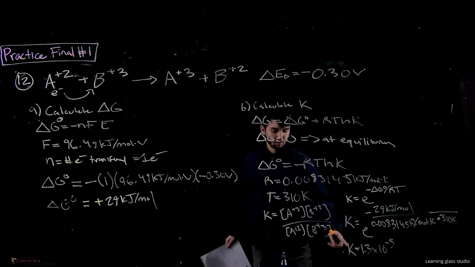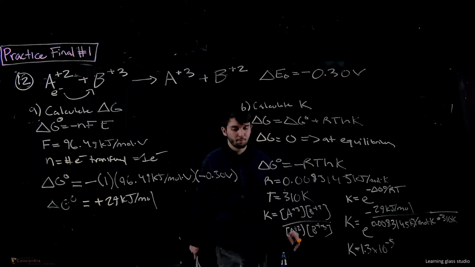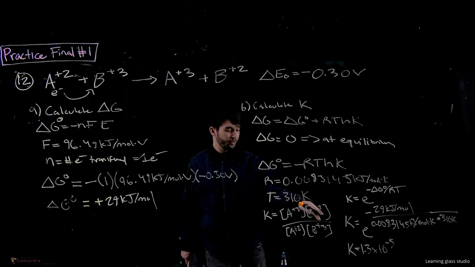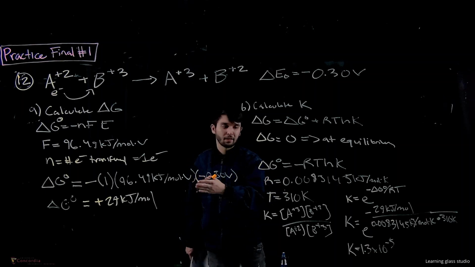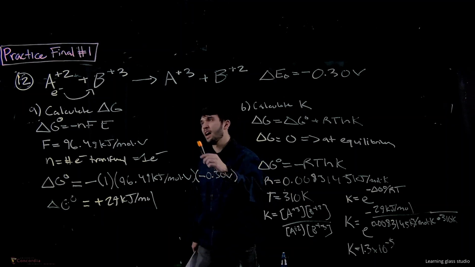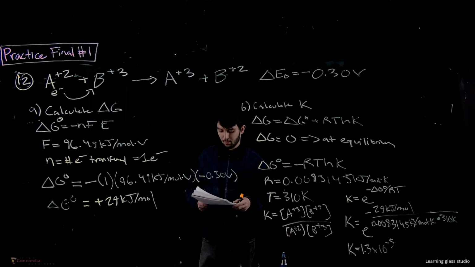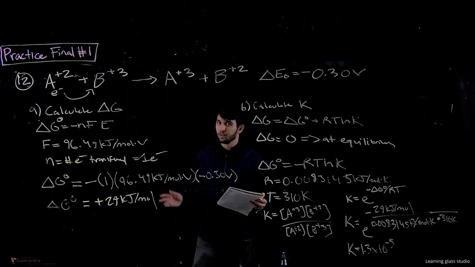So what does that mean? So remember, K is equal to the products over the reactants. So if this is less than 1, that means that there's more reactants than there are products. Does that make sense? Yes, delta G is positive, so the reaction is not energetically favorable. That means it's less likely to happen. So if the reaction is not likely to happen, it means that we're going to have more of the reactants than we will products, which is what our K tells us. Okay? So, next problem.